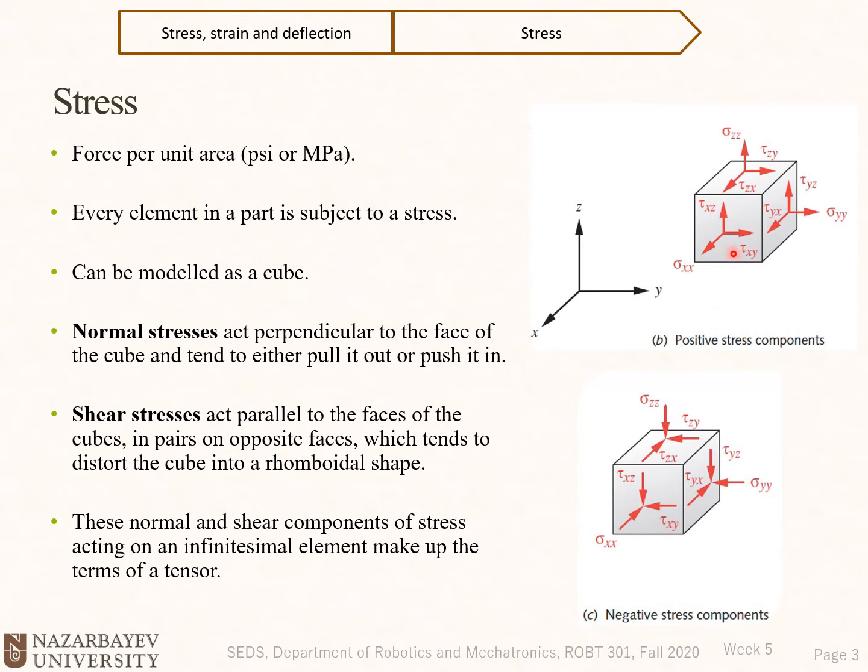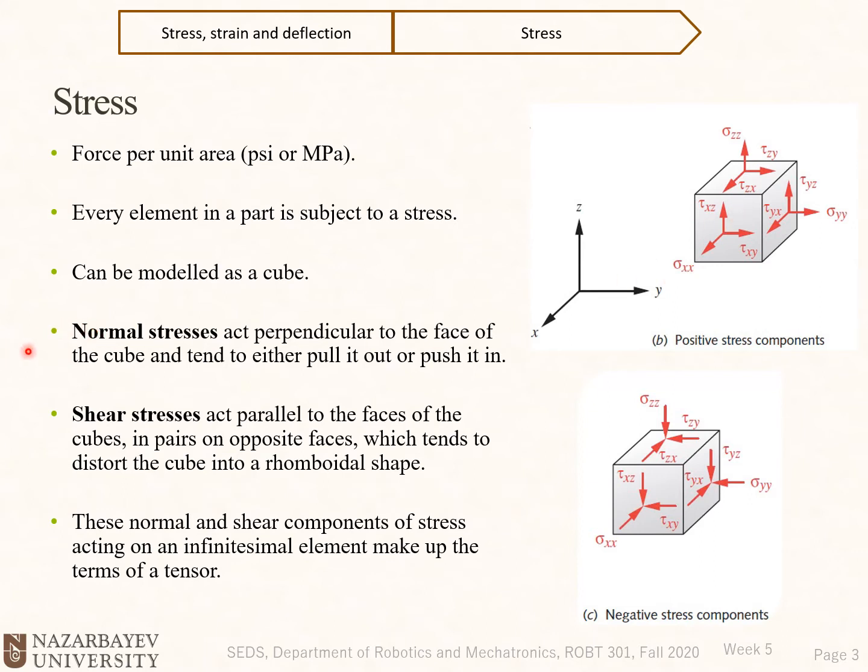So in three-dimensional cases, we could take one infinitesimal element in the shape of a cube from our part at any point of the part. So this cube represents one point in our part. Okay, for each point inside our part, we could have one of these cubes.